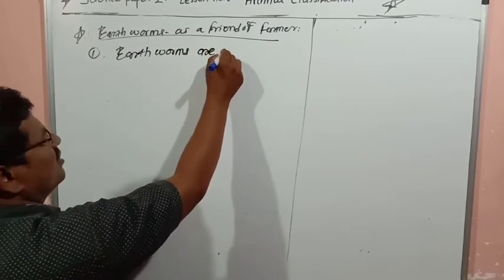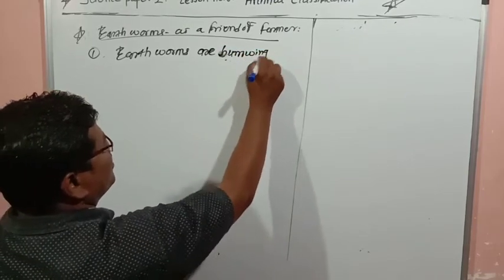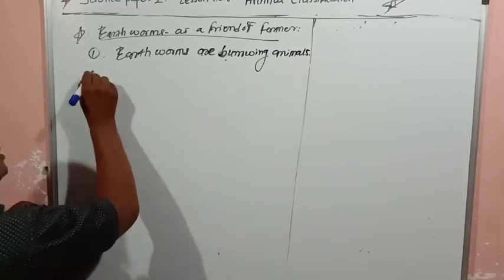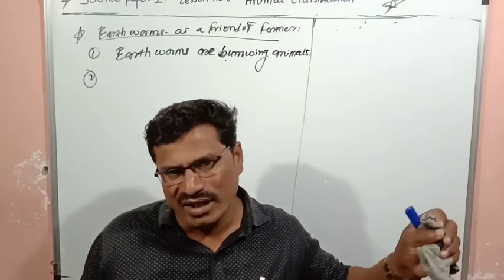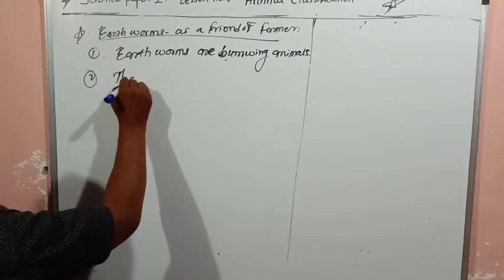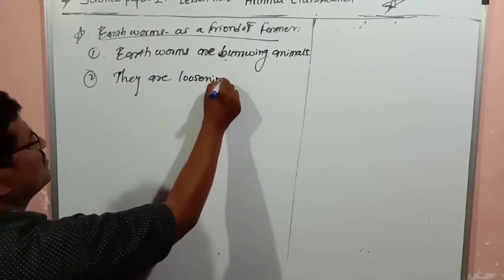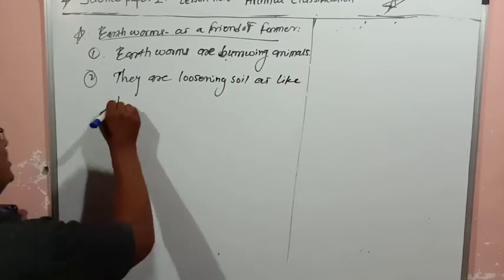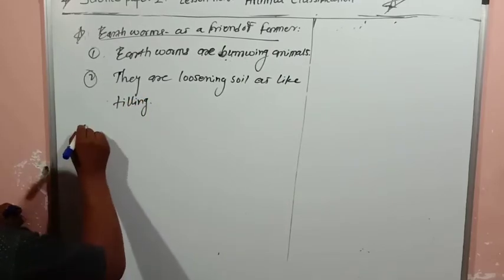Earthworms are burrowing animals. Second point, they are loosening the soil, as like tilling. So in this also farmers are getting benefit.